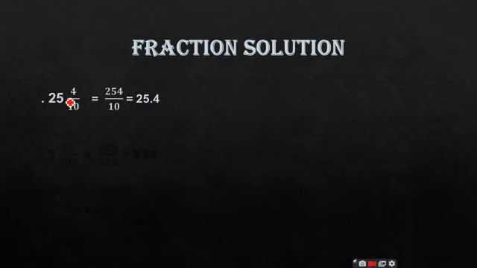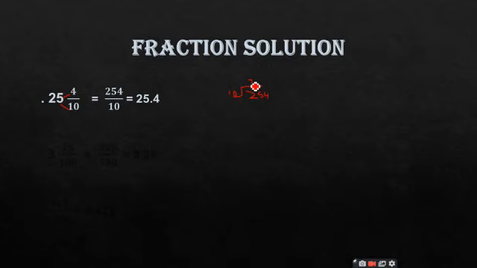The first one is 25 whole number 4 upon 10, and then we change. First we have to change this mixed fraction into an improper fraction. So 10 multiplied by 25 is 250, and then we add 4 to 250, we get 254 upon 10. Now we divide 254 by 10.